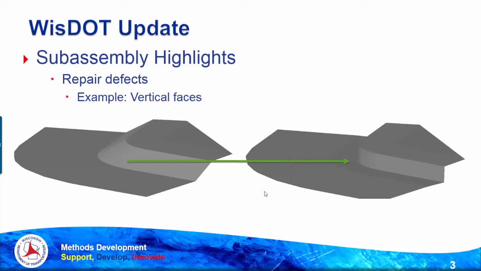Other things like Gen CF would sometimes crash Civil 3D if your ditch profile happened to go above your existing terrain. So we went through all the defects that we knew about and tried to correct as many of those as possible.